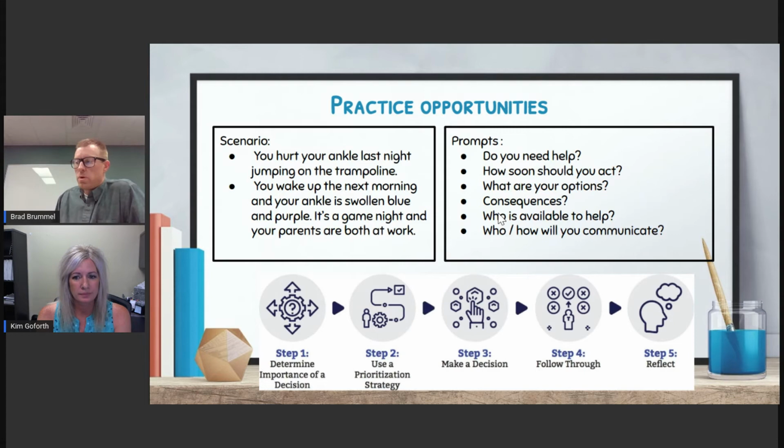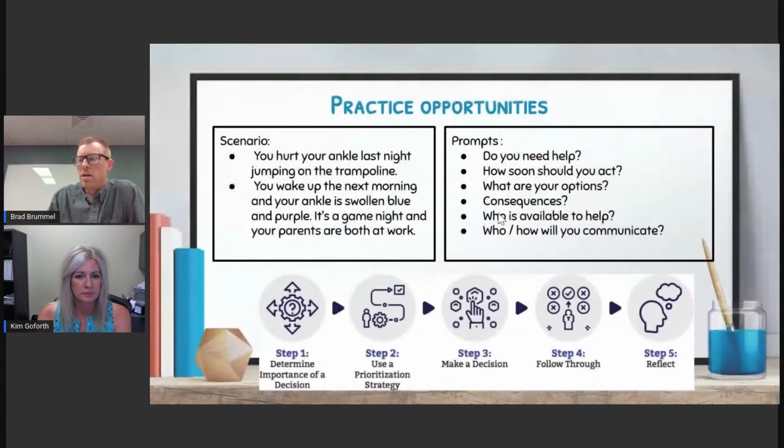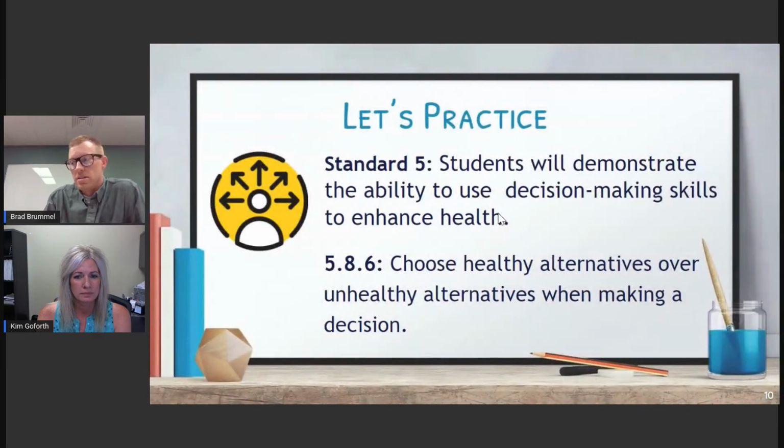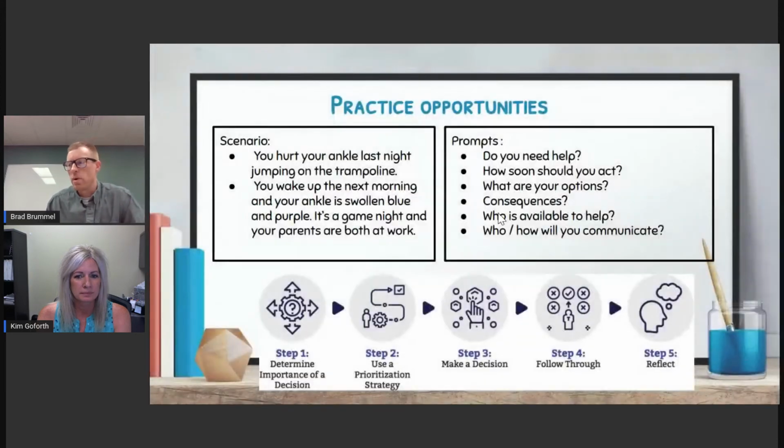And then as we're reflecting on who is available to help and how will you communicate, that was the sub-skill, which was communicate decisions. If we go back one step, you can see that one of the sub-skills was communicate decisions. And so that's why we have that included, even though you don't see that directly in the standard, choose healthy alternatives over unhealthy alternatives when making a decision. We included that as a prompt because we know it's a sub-skill within this step.